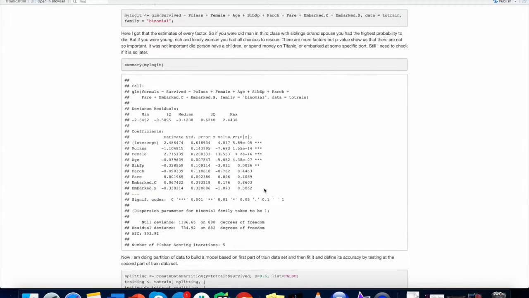As you can see, the class has a negative coefficient because the lower the class, the less chance. The same tendency holds for age and number of spouses. If you were older, you had less chance. If you were not alone, likewise.